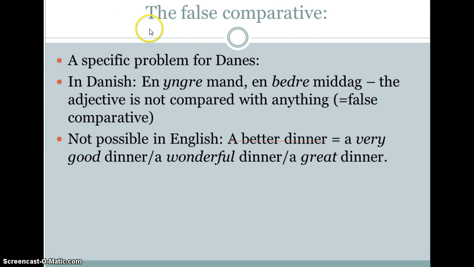Finally, I'm going to say a little bit about what we call the false comparative. This is a specific problem for Danes. In Danish we would say en yngre mand, en bedre middag, meaning that he's quite young or it's a quite good dinner. But since it's not compared with anything, we refer to it as the false comparative. This is not possible in English.